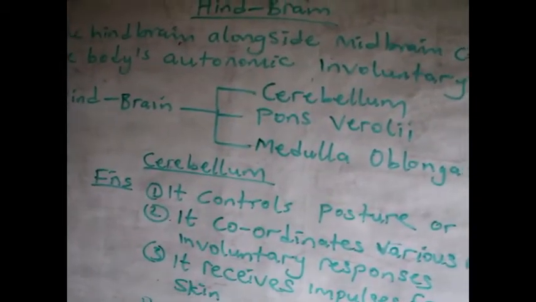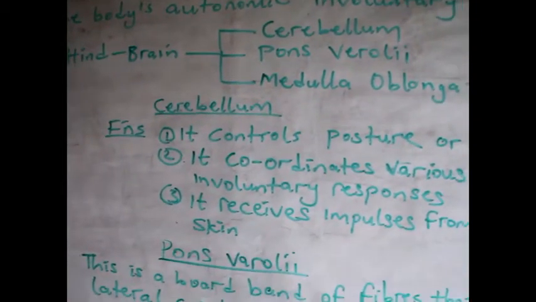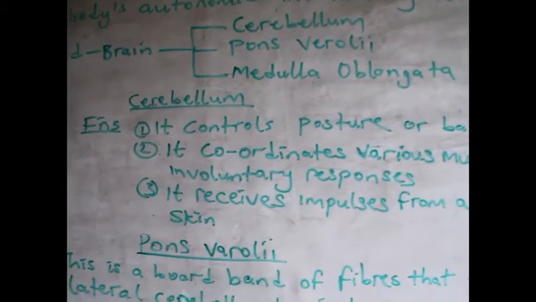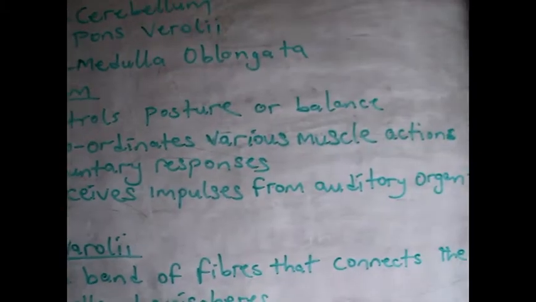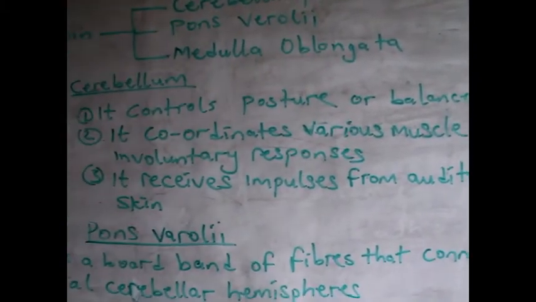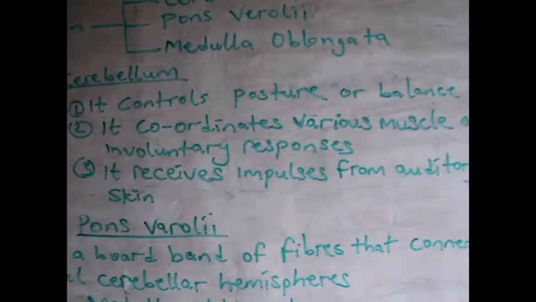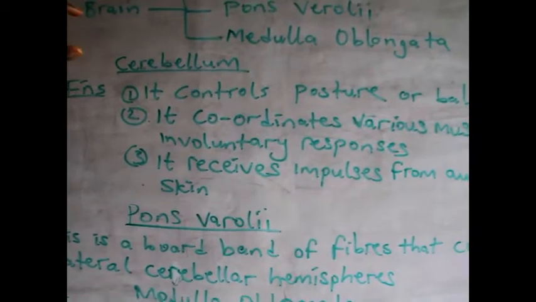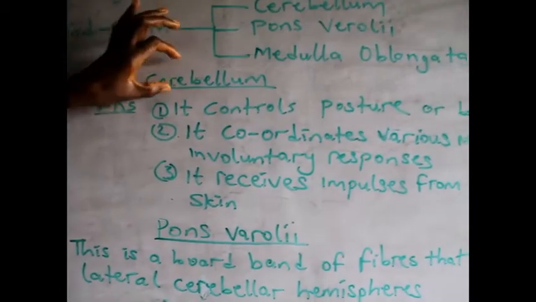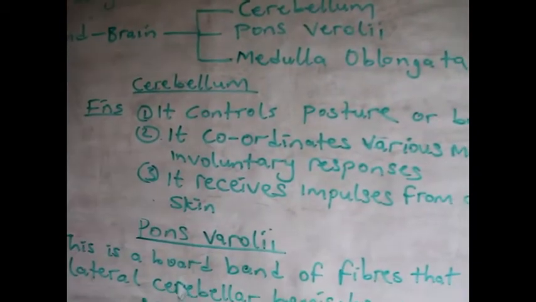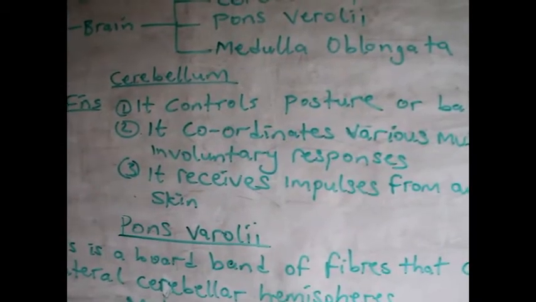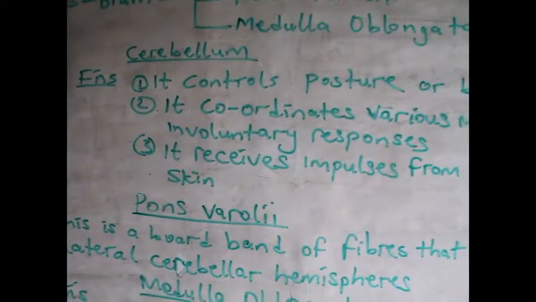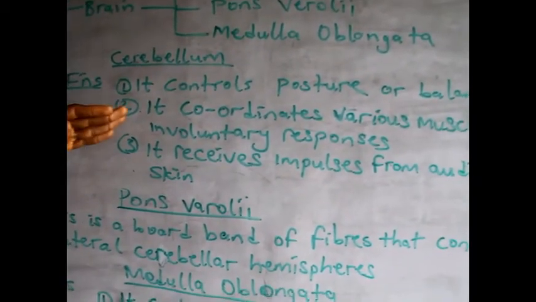The cerebellum, let's look at what it does. It controls posture or balance. That you are walking straight without tilting or bending is being coordinated by this. That is why when somebody gets drunk, the alcohol tampers with the cerebellum, and you see the person can see a gutter and jump inside because the coordination is no longer there.